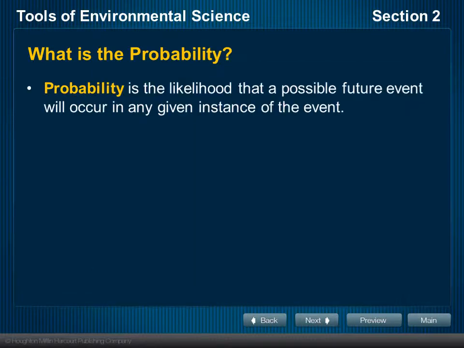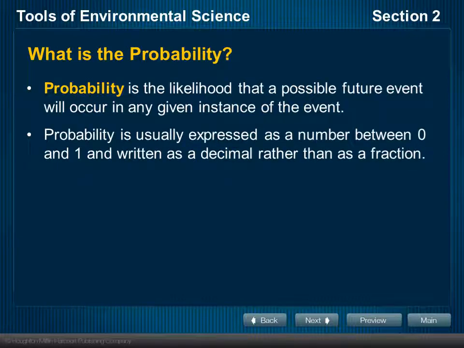And then in statistics, we talk about probability. Probability is the likelihood that a possible future event will occur in any given instance of that event. So we can determine probability. It's expressed as a number between 0 and 1, written as a decimal, so we don't write it as a fraction. In science, with probability, we don't say there's a 1 in 10 chance of that happening. In science, we don't write it as a percentage. We generally write it as a decimal and read it and understand it as a decimal. Okay.